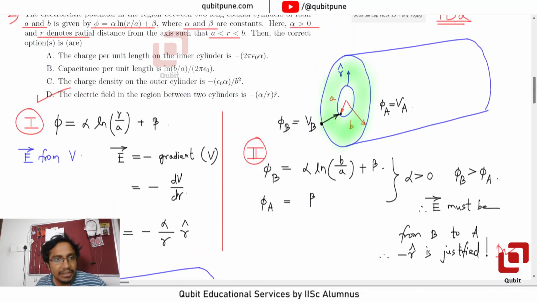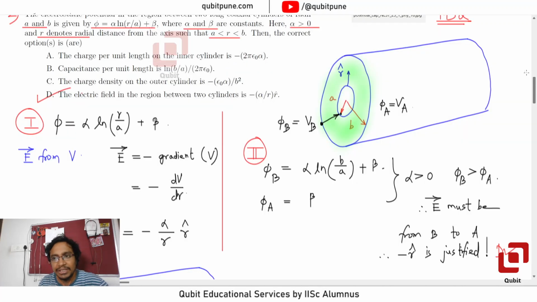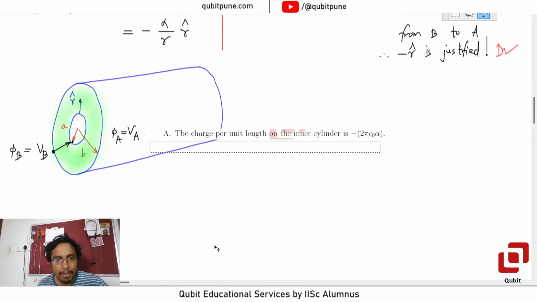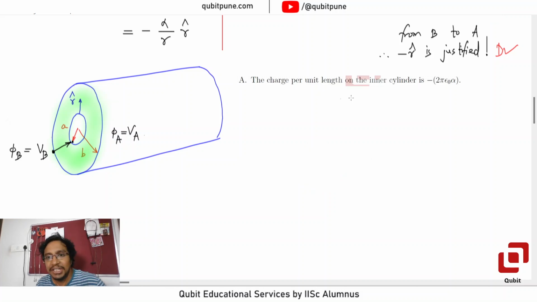Now particularly this Gauss law is going to be at work to check whether option A is correct or not, because they want us to find charge per unit length. So let us assume that the charge per unit length on the inner cylinder is lambda. So we consider a Gaussian surface. Let us say its radius is R.